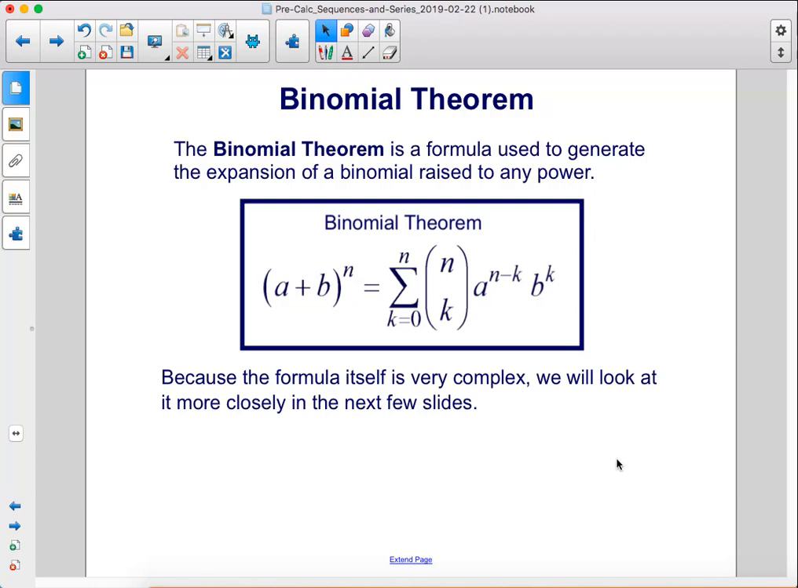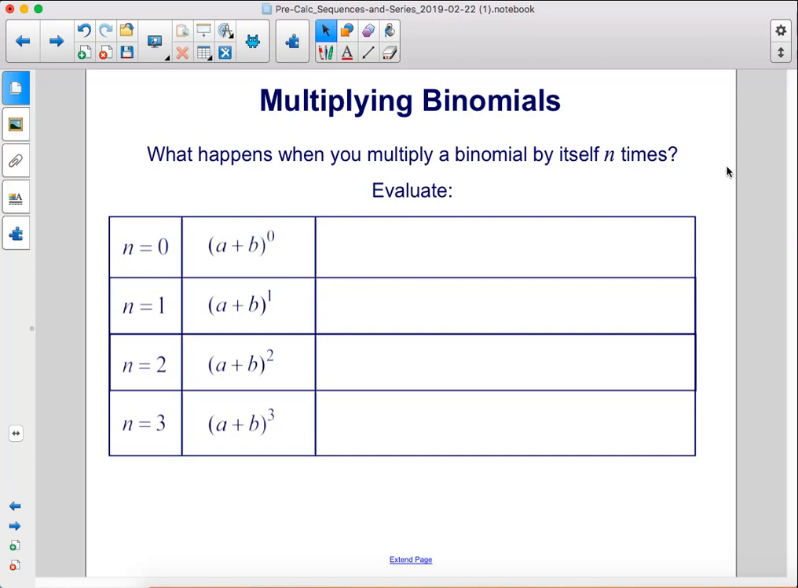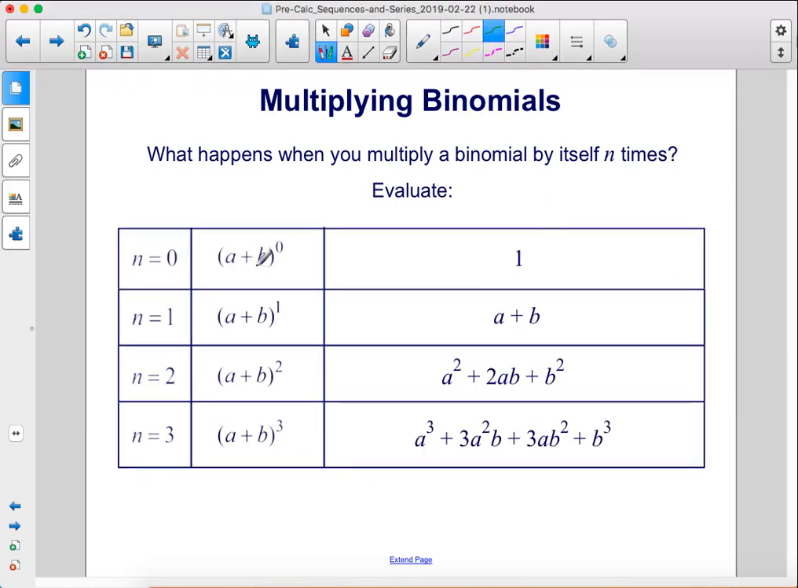The binomial theorem is a formula used to generate the expansion of a binomial raised to any power. Because the formula itself is very complex, we will look at it more closely in the next few slides. What happens when you multiply a binomial by itself n times? Let's evaluate. Alright, so a plus b to the 0 power, well, anything to the 0 power is 1.